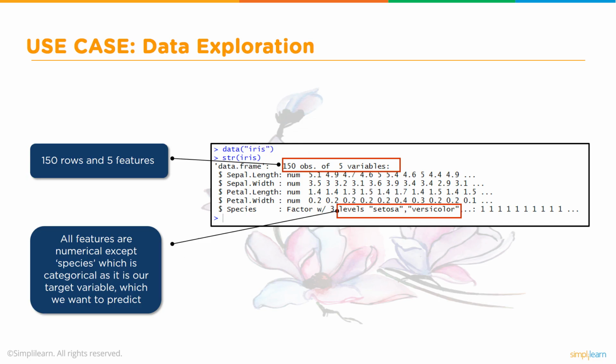And if we flip back to our slide, you can see here the structure of the data set under str is a data frame. It has 150 objects, 5 variables each. All features are numerical except species, which is categorical as it is our target variable, which we want to predict. So we want to predict whether it's going to be virginica, versicolor, or setosa. And you can remember that's the setosa, the versicolor, the virginica, the 3 different categories we saw earlier in the beautiful pictures of the flower.